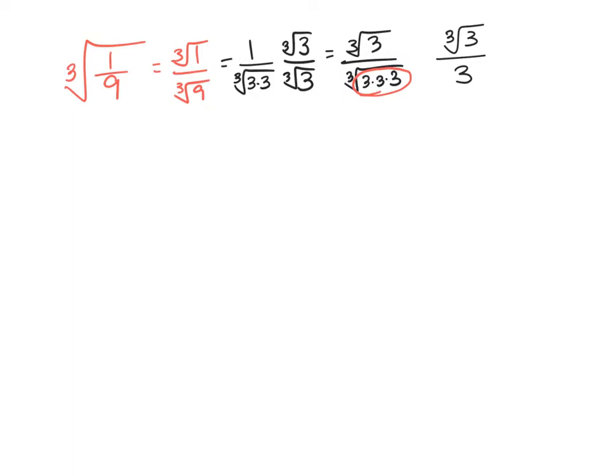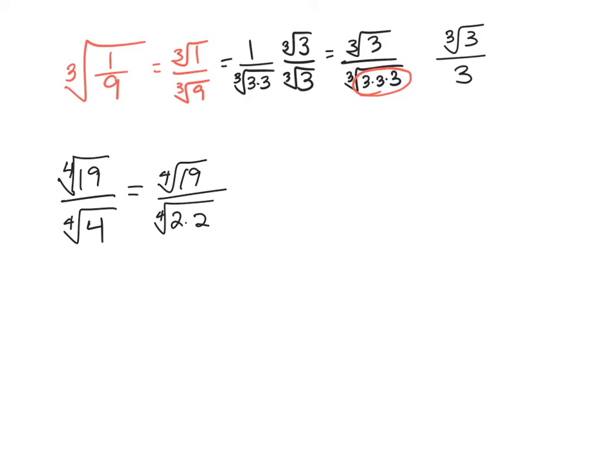So let's look at another one. How about the fourth root of 19 over the fourth root of 4? Now it's a fourth root. 19 can't be simplified. 19's prime, right? So I'm not going to worry about that for now. Can I break 4 down into a product of two smaller numbers? Yes, 2 times 2. Okay. I need 4 of the same number to take a fourth root, right? So how many 2's do I need to multiply the denominator by so that I have 4? 2 more. So I'm going to multiply by the fourth root of 2 times 2.